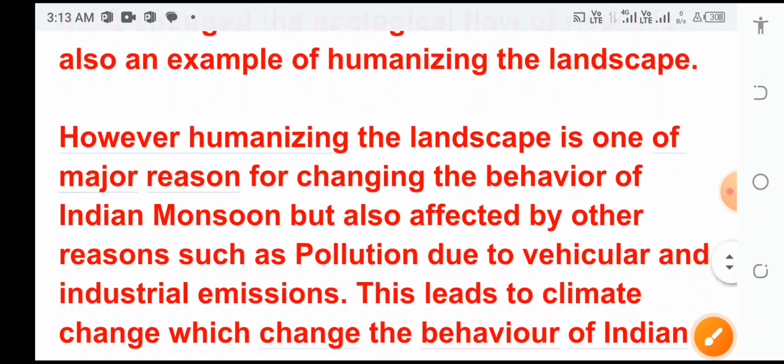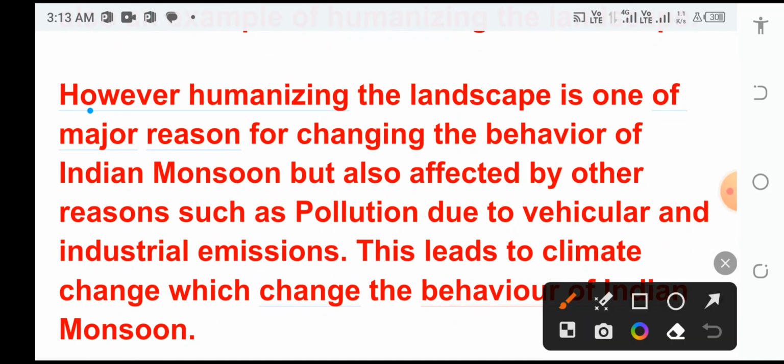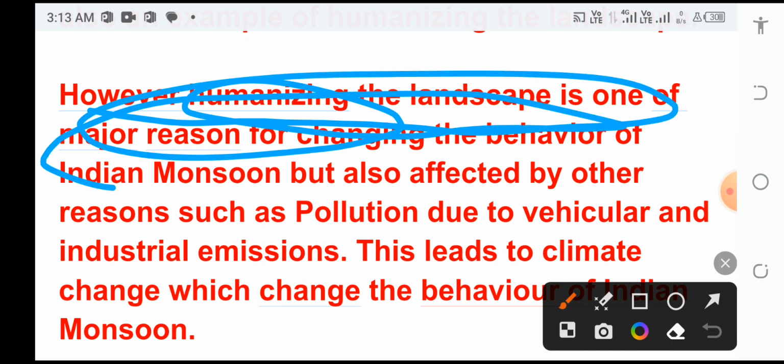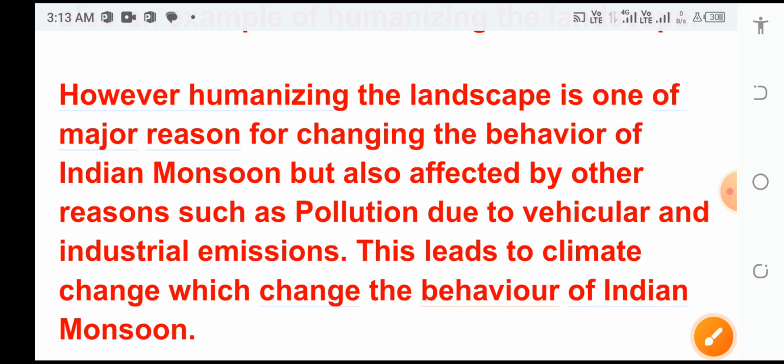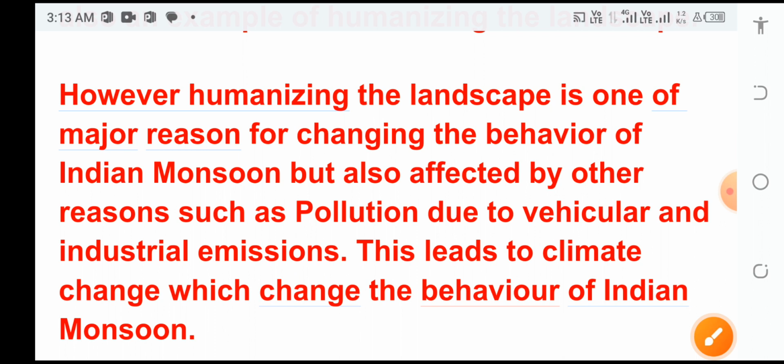So in conclusion, I would like to say that humanizing the landscape is one of the major reasons for changing the behavior of the Indian monsoon. However, it is one of the major reasons, but the monsoon is also affected by other factors such as pollution due to vehicular and industrial emissions. This leads to climate change, which changes the behavior of the Indian monsoon.